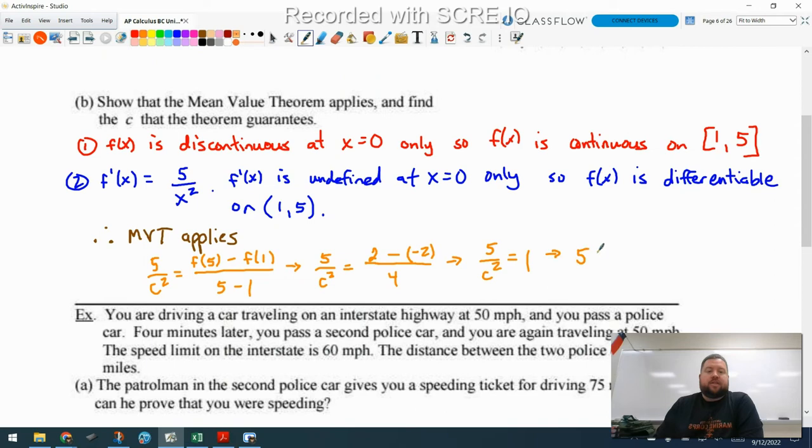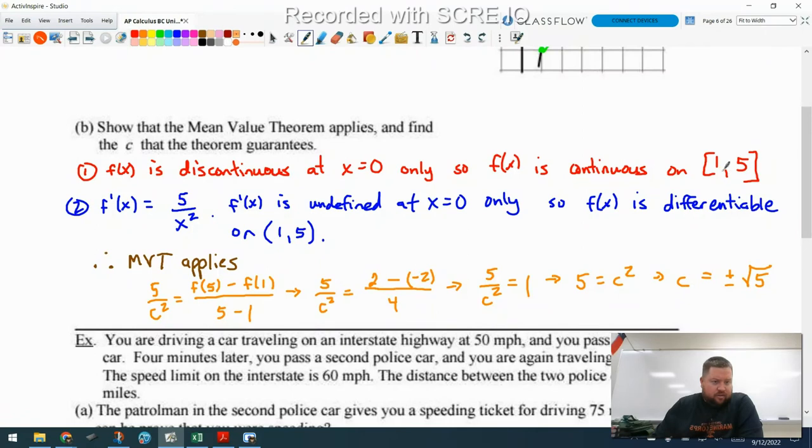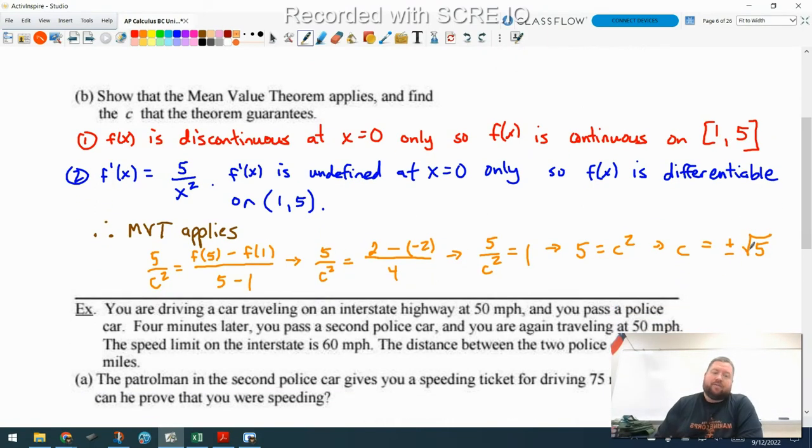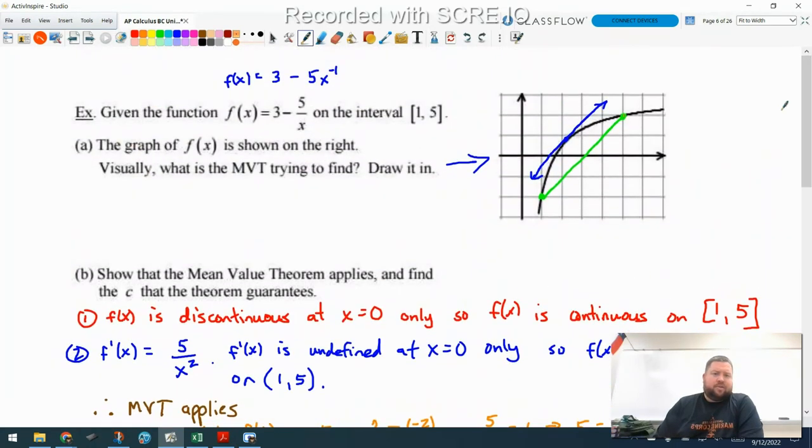So we get 5 is equal to C squared multiplied by the denominator. And so we get C is equal to plus or minus square root of 5. But remember that our answer has to be inside the interval, 1 to 5. So we can't have a negative number as our answer. So C is equal to the square root of 5. And let's verify, square root of 5 is a little bit bigger than 2. So 1, 2, and a little bit. And yeah, that looks like that's that point right about there. So it seems like that makes sense.